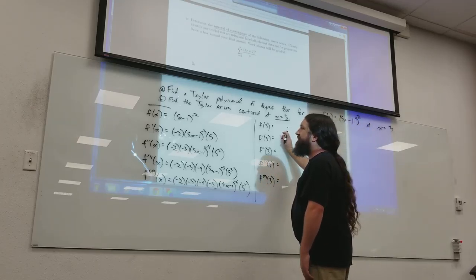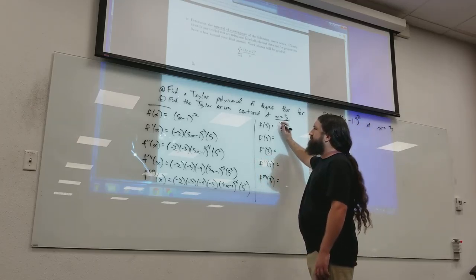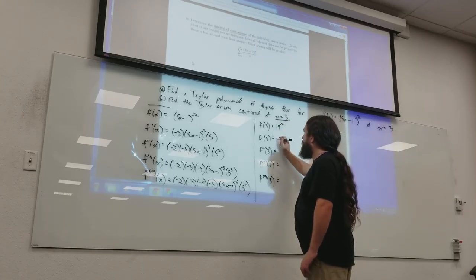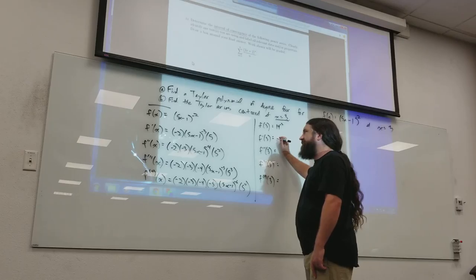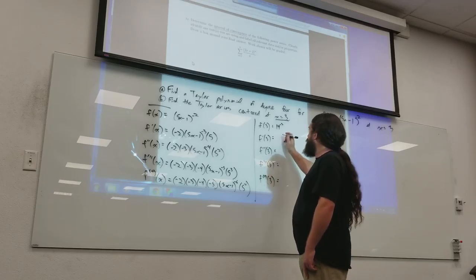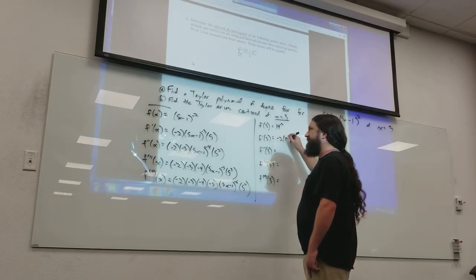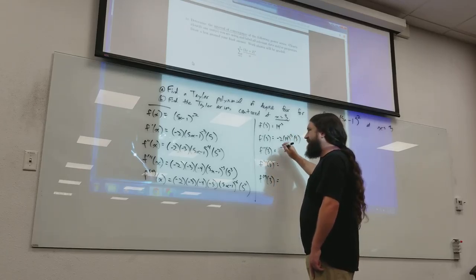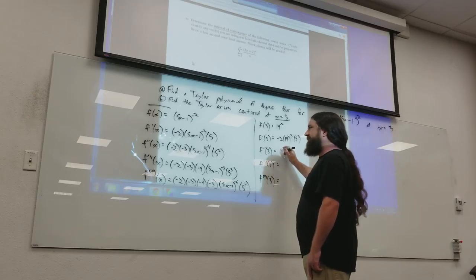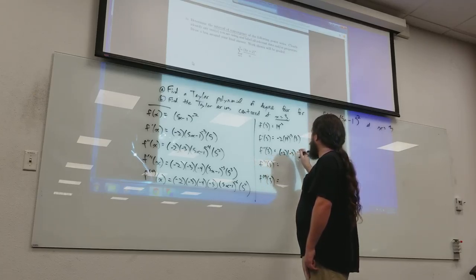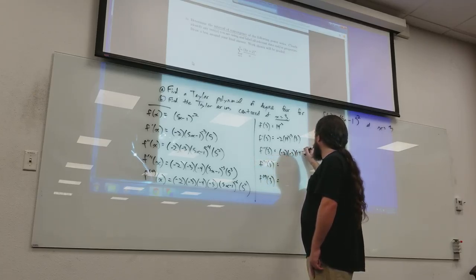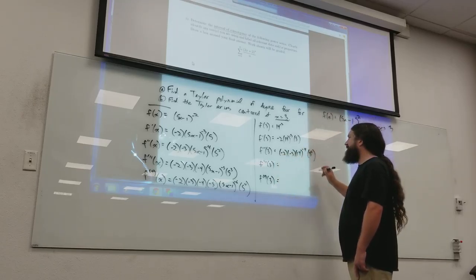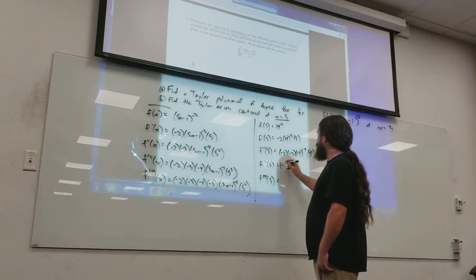So f of 3 is 14 to the negative 2, okay. F prime of 3 is negative 2 times 14 to the negative 3 times 5. F double prime of 3, well, I've got negative 2 times negative 3 times 14 to the negative 4 times 5 squared, and I'll just go through these.